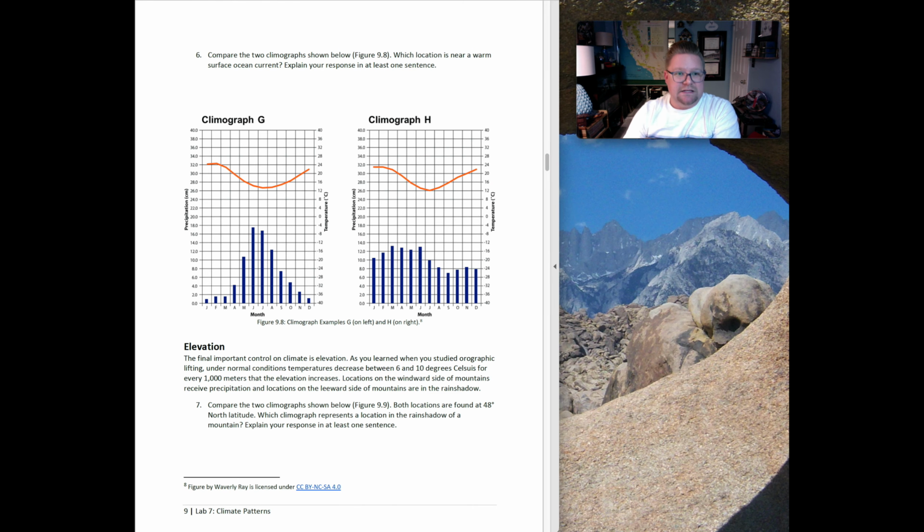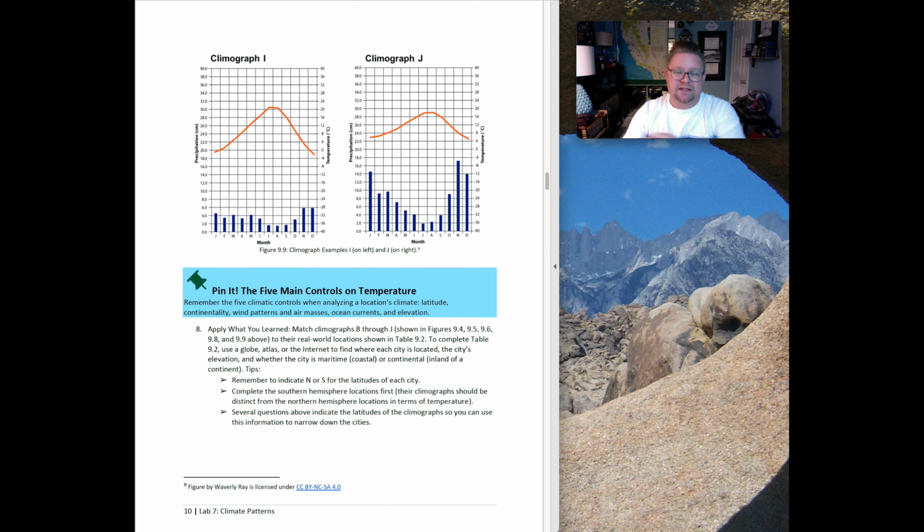So looking at these next climate graphs, are we able to make some form of observation of which side would be which? So now we plug in the 5 main controls of temperature. Remember, the 5 main controls of temperature when analyzing a location's climate will be its latitude, continentality, wind pattern, air mass, ocean currents, and its elevation.